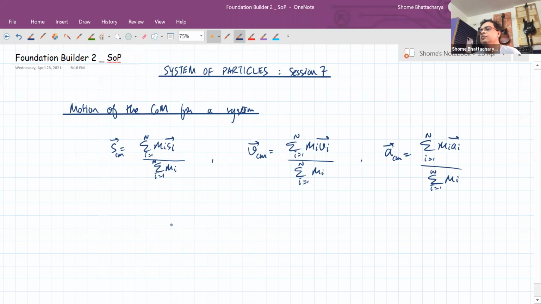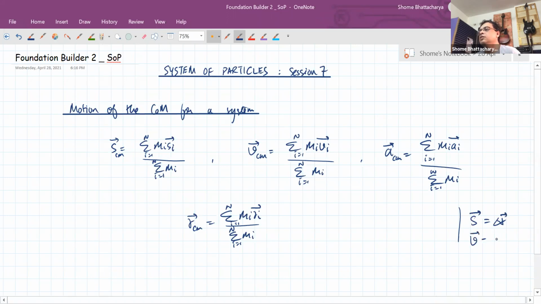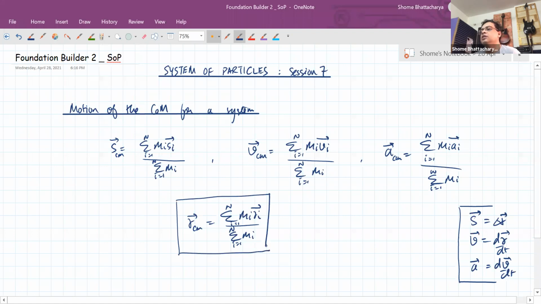So note that all these formulae basically come from the basic definition that position of center of mass was defined as summation mr divided by summation m. So by applying the relationship between displacement and position, that displacement is change in position, or velocity is rate of change of position with respect to time, and acceleration is rate of change of velocity with respect to time. By applying these kinematical definitions to this fundamental definition of position, that's how we came up with these three relations: displacement, velocity, and acceleration of the center of mass.